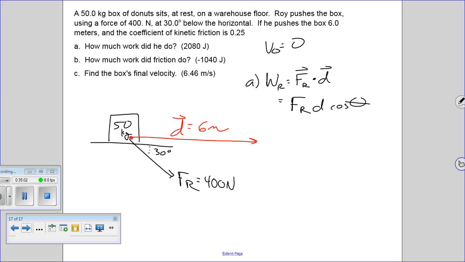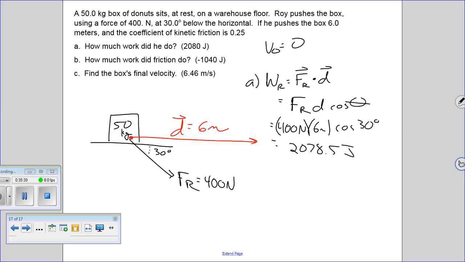Okay, so is everybody good? Okay, so let's do it. So it's 400 newtons times 6 meters times the cosine of 30 degrees. Solve it, and it gives you 2,078.5 joules, and then I rounded it off to sig digs. 2,078.5 joules. Okay, so is everybody good with A? All right, so B, how much work did friction do?